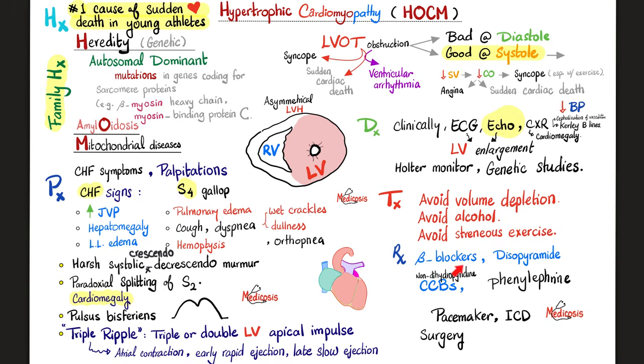Which medication should I give? You should give beta blockers, but avoid beta agonists. You should give disopyramide, but avoid digoxin. You should give phenylephrine, but avoid hydralazine. You should give verapamil, but avoid nifedipine. Pacemaker might help, implantable cardioverter defibrillator can help, and surgery.